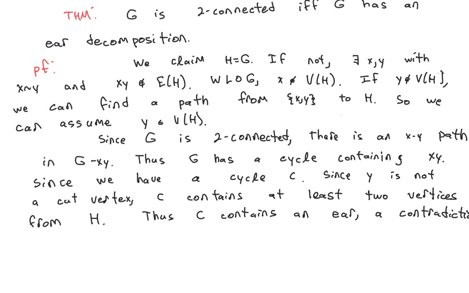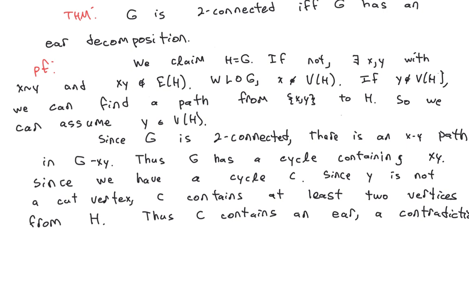So then we are in the second case. We want to show H is equal to G, and currently we are looking at a pair of adjacent vertices where the edge is not in H. We've ruled out the case where both endpoints are in H, so we can assume X is not.